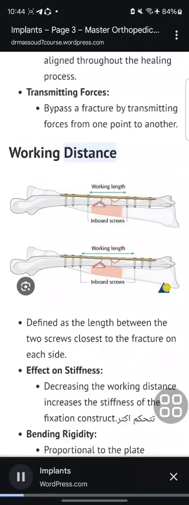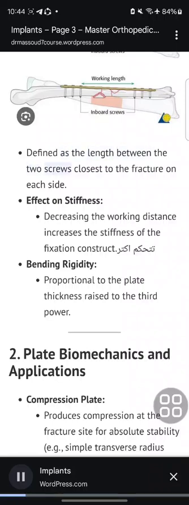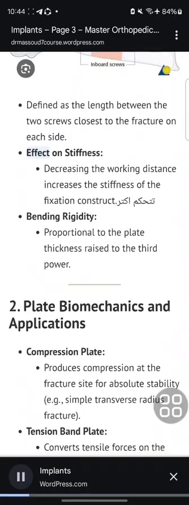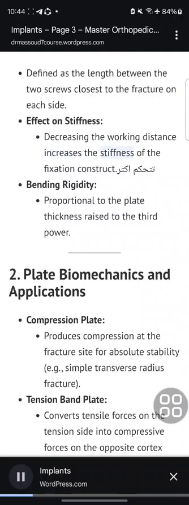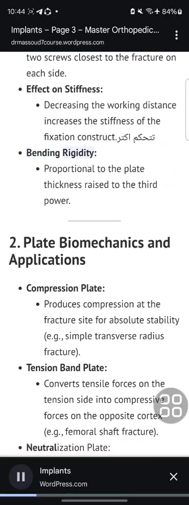Working distance. Defined as the length between the two screws closest to the fracture on each side. Effect on stiffness: decreasing the working distance increases the stiffness of the fixation construct. Bending rigidity: proportional to the plate thickness raised to the third power.